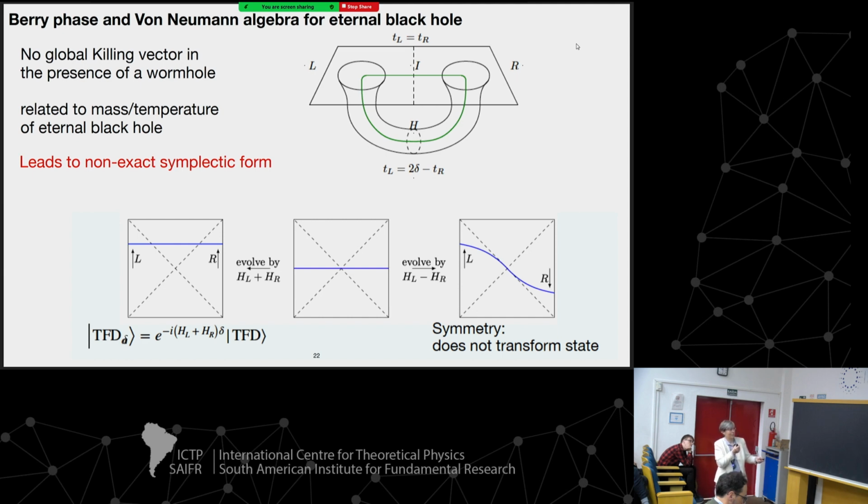Namely, if we start from this configuration here, we can do two different things. We can evolve by the sum of the two Hamiltonians, and that's actually not a symmetry, so it will just add a phase to our original TFD state that we had in the boundary. But on the other hand, if we evolve by the difference between the two Hamiltonians, that is actually a symmetry, which does not transform the state that you're considering. And the parameter of the symmetry will be precisely this delta here.